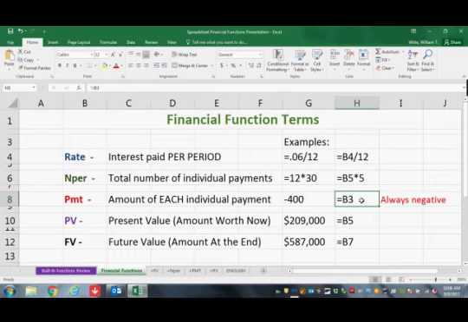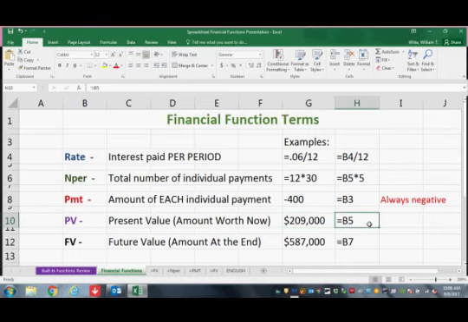Okay? And then we have 2 more, because we're basically going from things saving to the future. So PV is going to represent the present value of something. If you want to borrow, it'll be the amount of money that you're getting now. For instance, if you're buying a house, I need to borrow the money for that house, maybe a house that costs $209,000. That would be the present value, and that's probably stored in a cell somewhere.